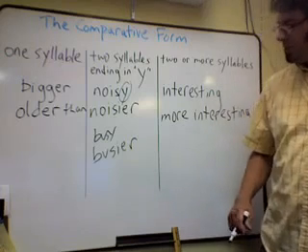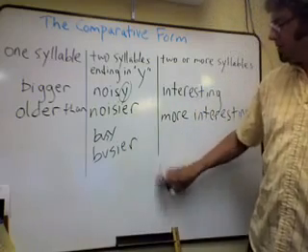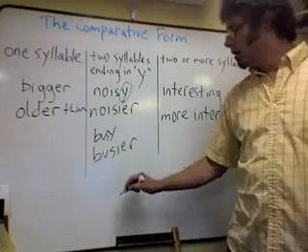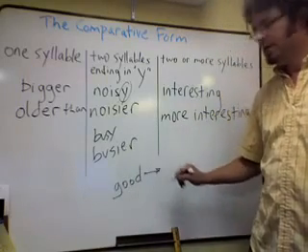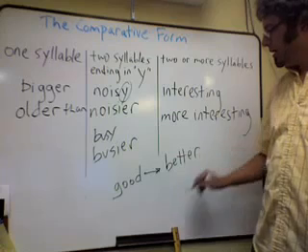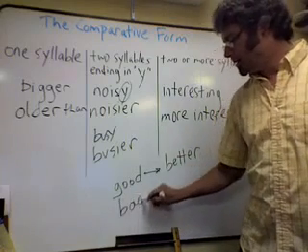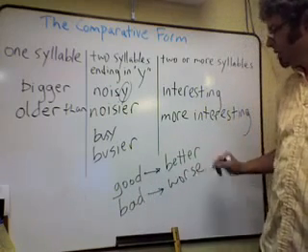There are also some irregular adjectives that don't follow these examples. A word like good in the comparative form is better. This movie is better than the one we saw last week. And the word bad in the comparative form is worse. A hamburger is worse for you than a salad.